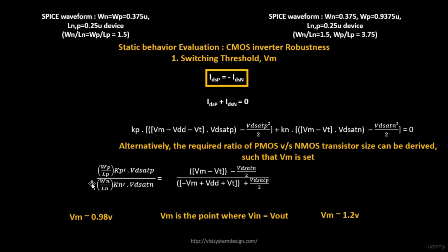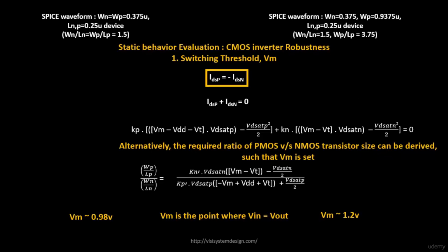And there you actually go. If you see towards the left hand side, you have an expression where you have w by l of pmos, you have an expression where you have w by l of nmos, and all this can go to the right hand side, and you get a left hand side w by l ratio, which is purely a function of vm, which is purely a function of switching threshold. You just plug your switching threshold values over here, and you will get a value of w by l of pmos and w by l of nmos. So let's do that.